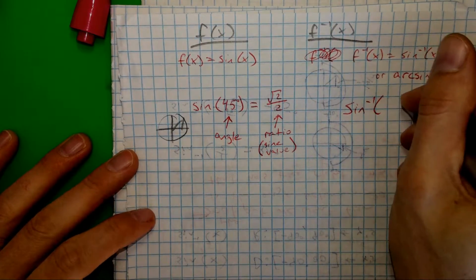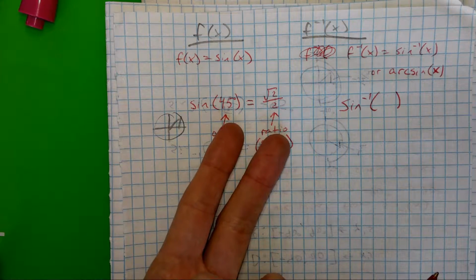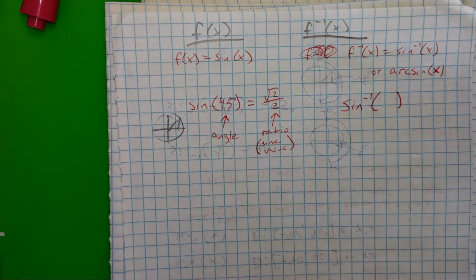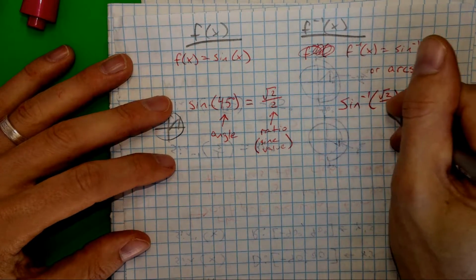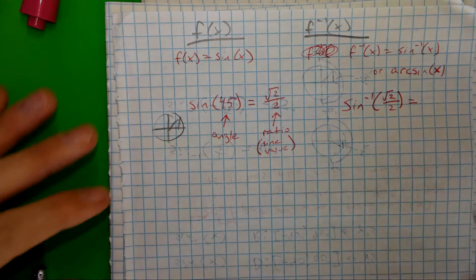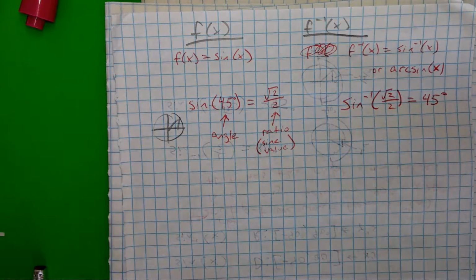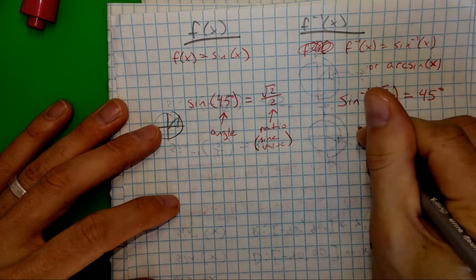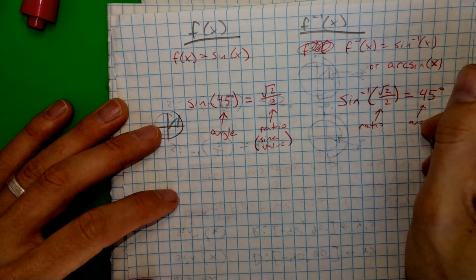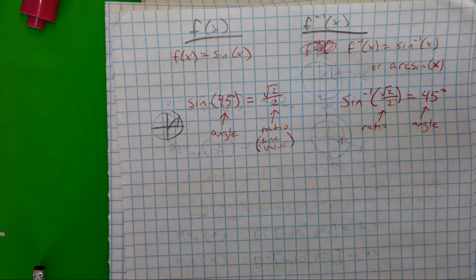So what am I going to plug into my inverse function? Not an angle, but I'm going to switch these two things. I'm going to plug in a sine value or a ratio, like the square root of 2 over 2. And what sort of thing should I get out? What should my output be? Yeah, in this case, 45 degrees. So, some angle. So again, I'm switching my input and my output. That's how inverses work. They work backwards.